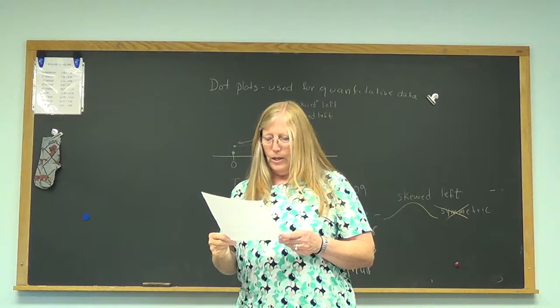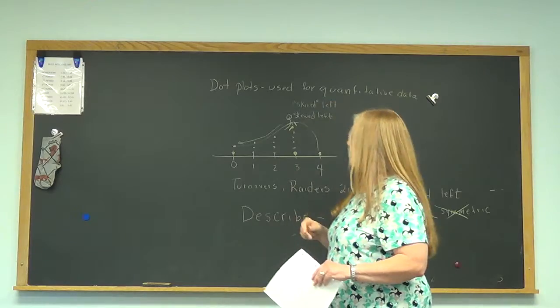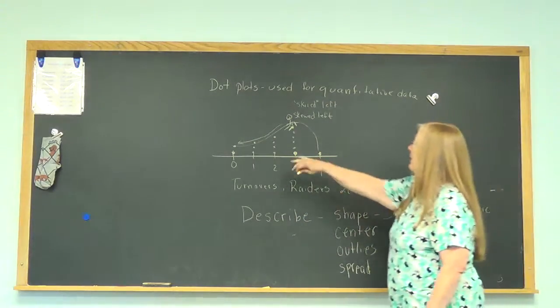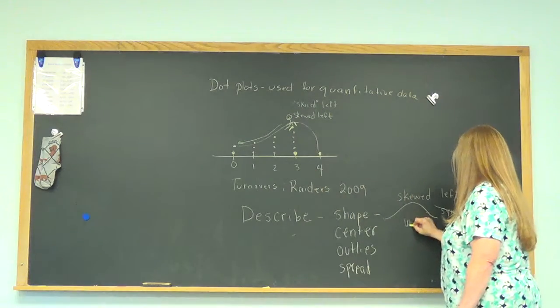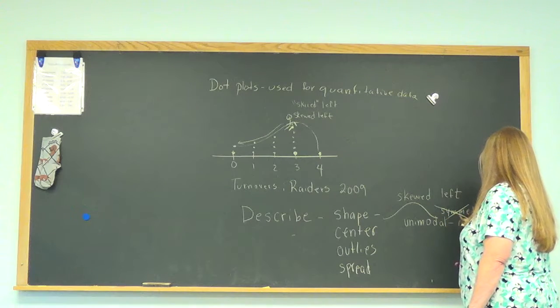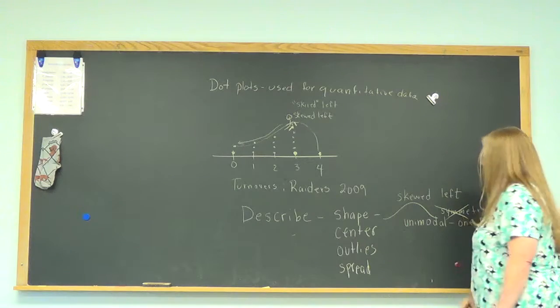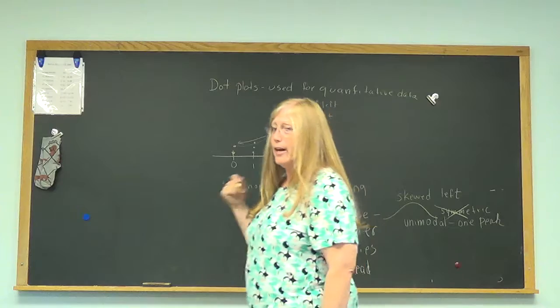Another way to talk about shape is how many peaks it has. So this graph has one peak, even though it's skewed, and so we call that unimodal. Unimodal is one peak. Is that the center? Pardon? That goes with the shape or the center? No, it just means that it peaks. How many peaks does our graph have?